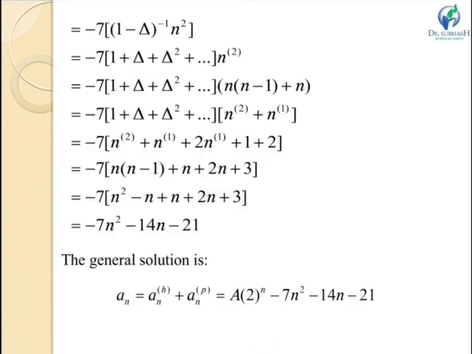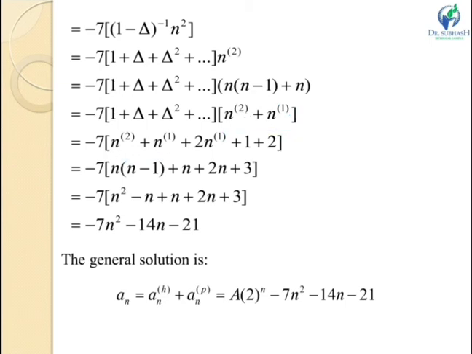Now taking 1 minus delta to the numerator part, I get 1 minus delta whole inverse. Now according to the binomial series, I can write this as 1 plus delta plus delta square and so on, into n raised to 2. Now this n raised to 2 can be written as n into n minus 1 plus n. Now again, this n into n minus 1 can be written as n to the power 2, and this can be written as n to the power 1. Now I will multiply this with the bracket. So 1 into this whole term will become as it is.